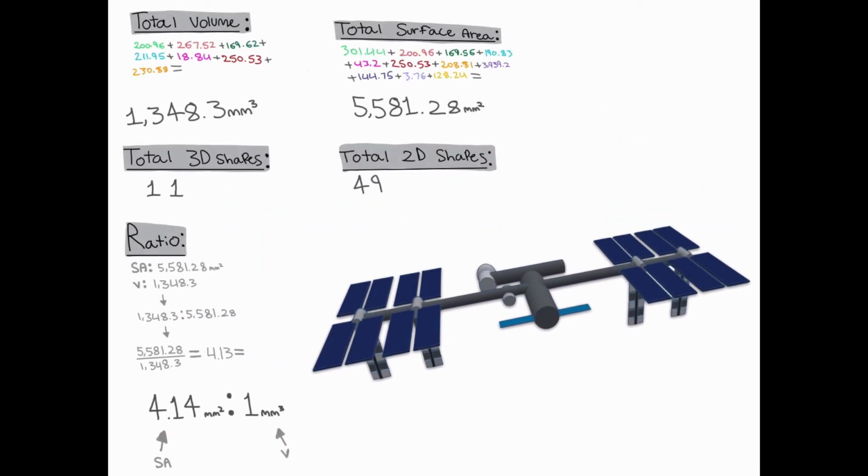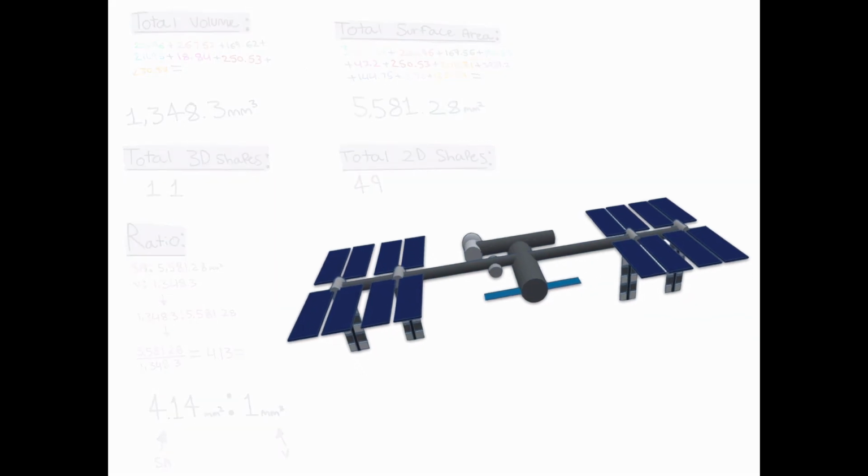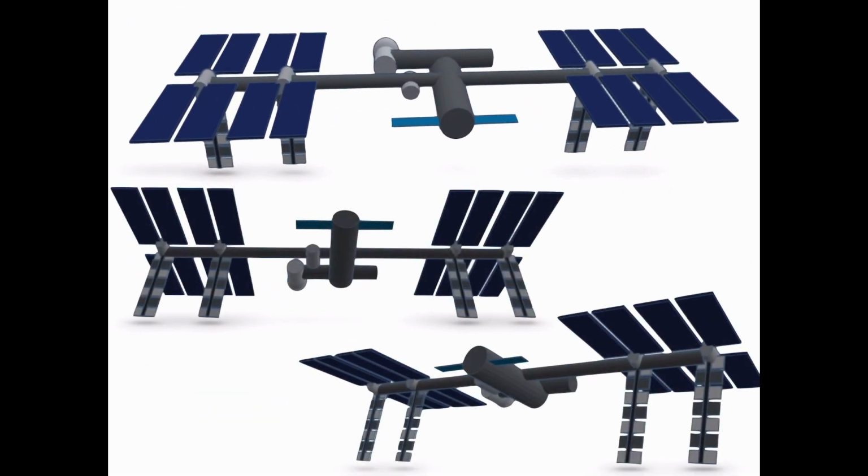Overall, my total volume ended up being 1,348.3 millimeters cubed, and my total surface area was 5,581.28 millimeters squared. I had a total of 11 3D shapes and 49 2D shapes in my design. The overall surface area to volume ratio came in at 4.14 millimeters squared in surface area to 1 millimeter cubed in volume, which means that I did end up reaching my goal of creating a space station with maximum surface area.